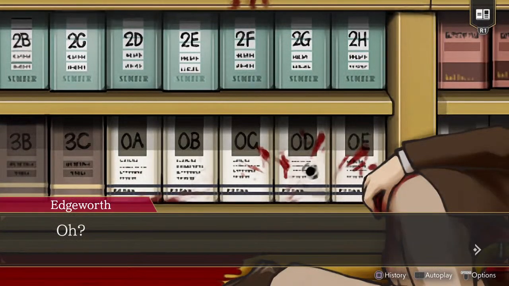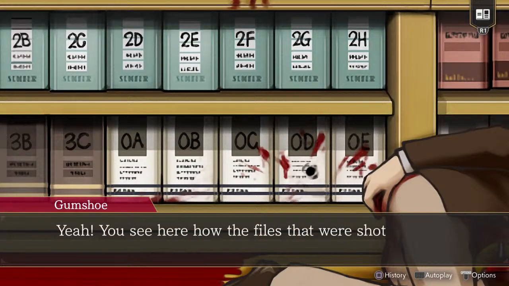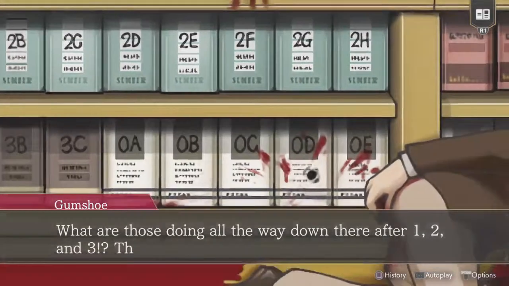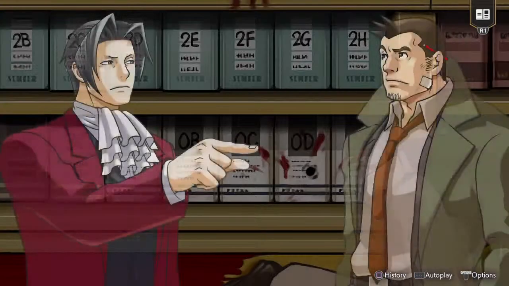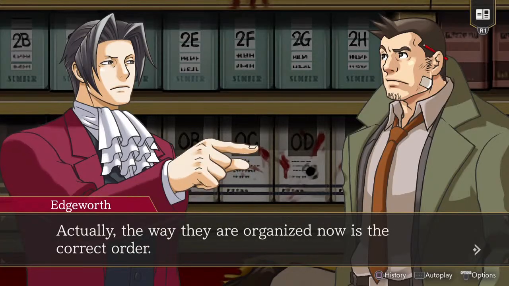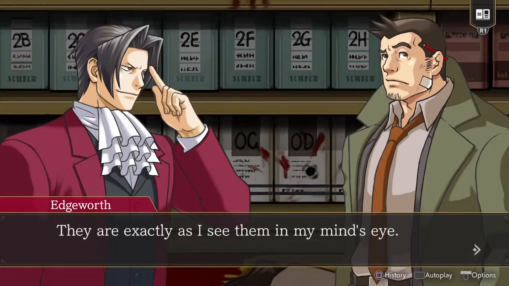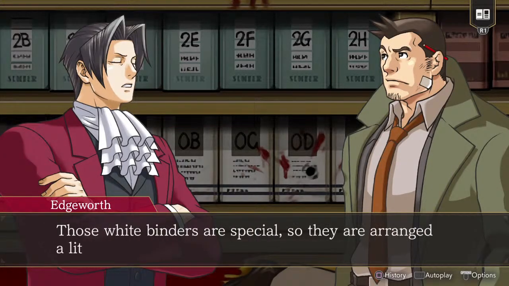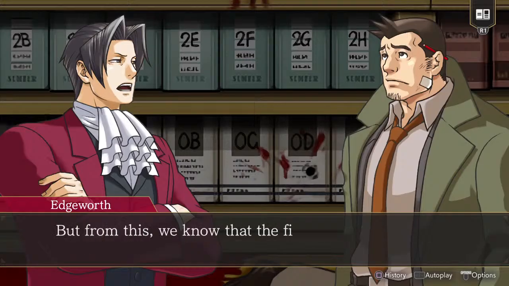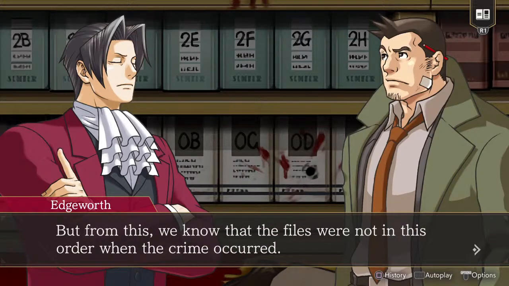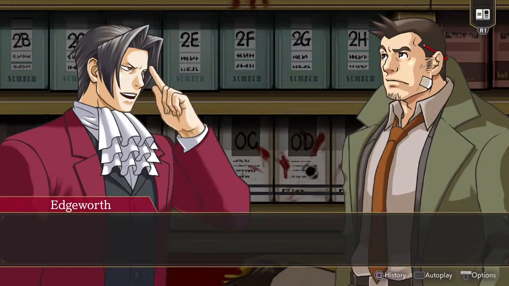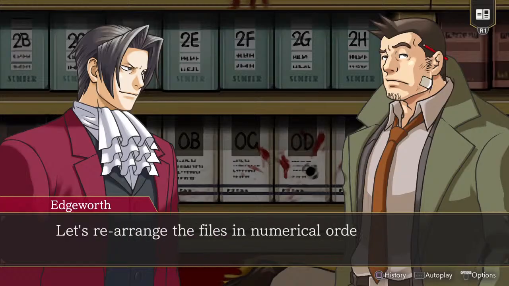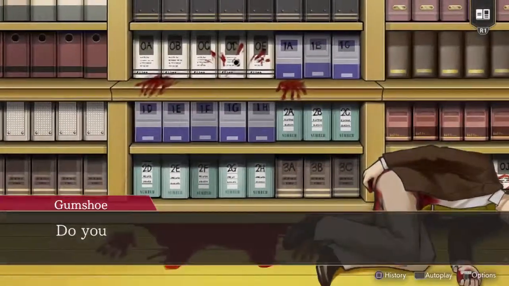Okay, see, oh? Yeah, you see here are the files that were shot. Give the number 0. What are those doing after 1, 2, and 3? It's really weird. Actually, the way they're organized now is the correct order. They're exactly as I see them in my mind's eye. The numbers are all out of order. The white binders are special, so they're assigned a little differently. But from this, we know the files were not in this order when the crime occurred. So that's it. I believe the killer made the same incorrect assumption as you just did, detective. Let's rearrange the files in numerical order and see what we find out.